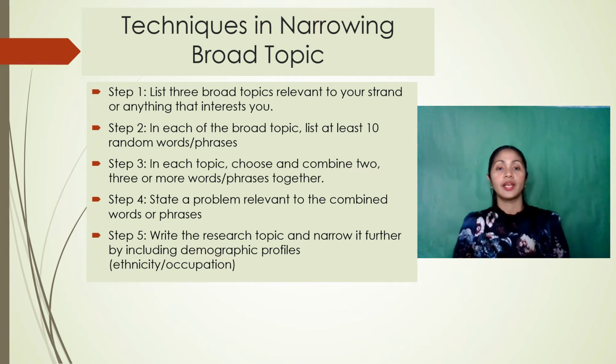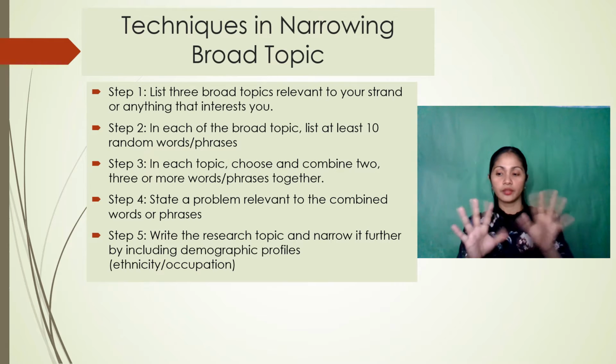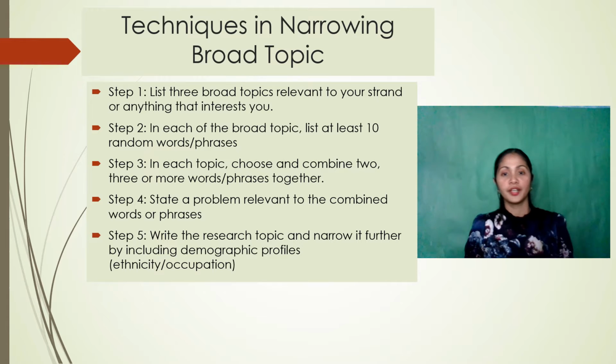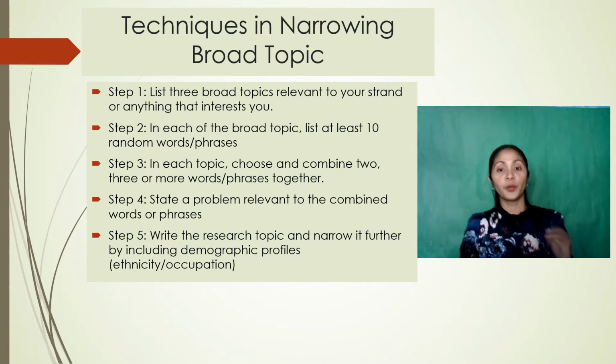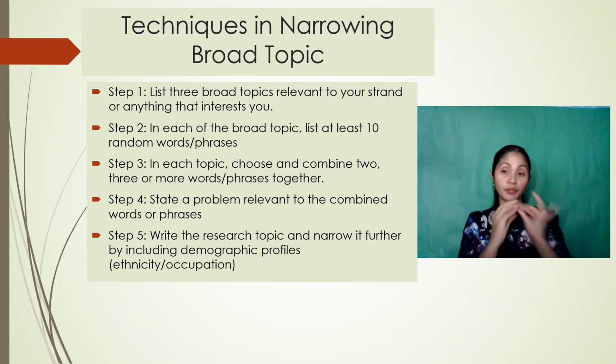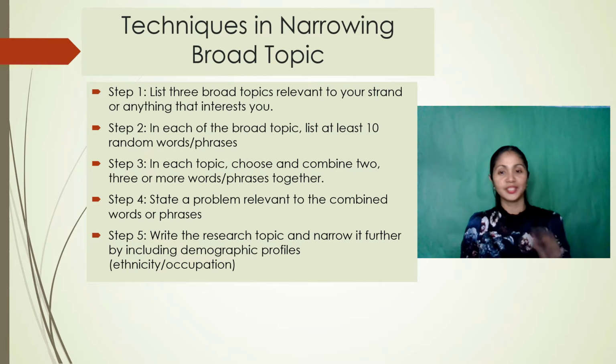And then in each topic, choose and combine 2. After listing the 10 random words or phrases, you can choose among these 10 and combine 2 or 3. Okay? And then write the research topic and narrow it further by stating a problem relevant to the combined words. So let's say you were able to combine 2 or 3 words. You think of a problem that can be generated out of these words that you had chosen. And then write the research topic.